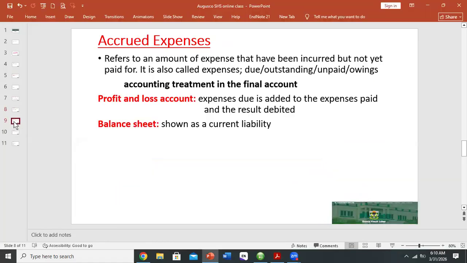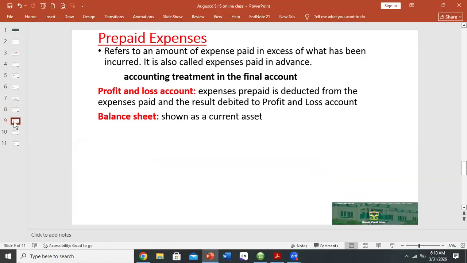The next we'll look at is the prepaid expense. This is virtually the opposite of accrued expense. What is prepaid expense? This refers to an amount of expense paid in excess of what has been incurred. It is also called expenses paid in advance. So here, unlike the first case where we haven't paid, this time we have paid in excess. If the water bill was 150 Ghana cedis, we have made payment for 200. If you check the difference, which is 50, then that becomes the prepaid expense.